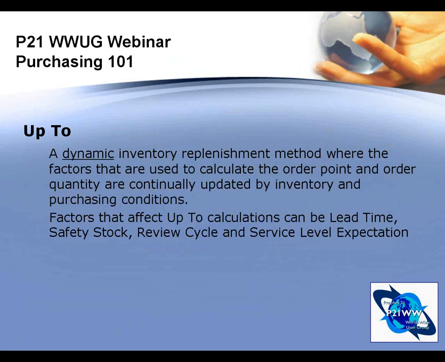Again, it's not dynamic, so the system adjustments are all done manually by the user. A dynamic inventory replenishment method is up to, that's one of 2 in the very basic replenishment methods available. It is used to calculate order point and order quantity, and continually updates through system usage. Factors that affect it are lead time, safety stock, and so on.